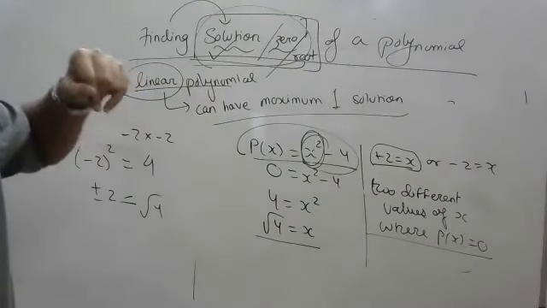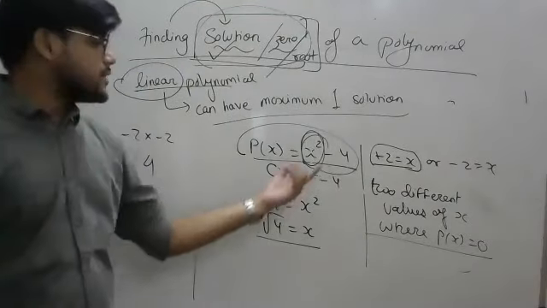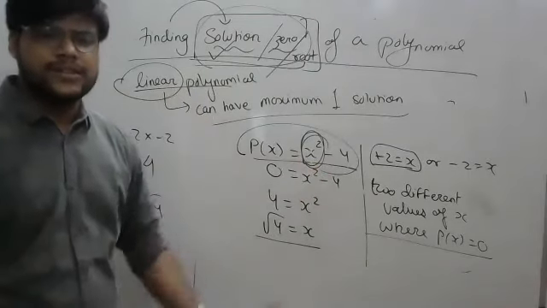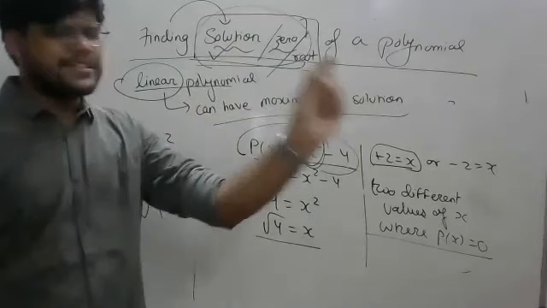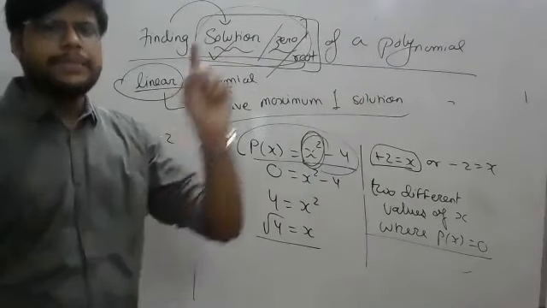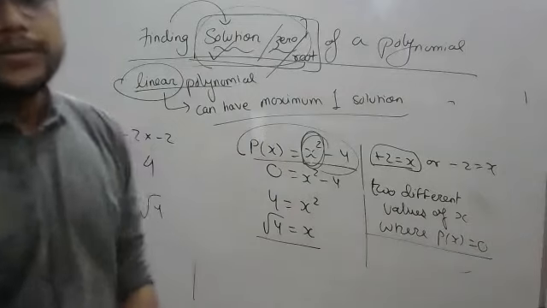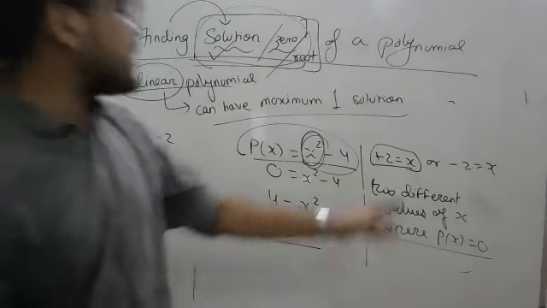It is possible that here you may have only one answer. You may not have an answer. 0 answers is also possible. Quadratic, maximum 2 solutions. Linear, maximum 1 solution. Beta, both are the answers.